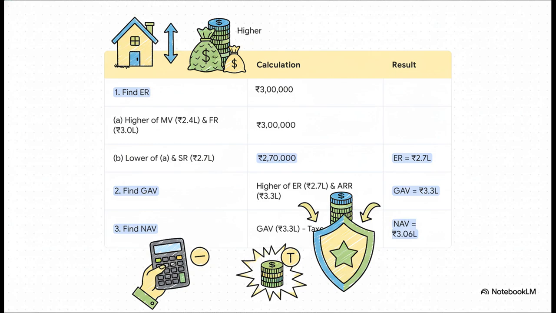But then we have to compare that to the standard rent and take the lower amount. So our expected rent is 2.7 lakhs. Step 2, we find the gross annual value by comparing our expected rent to the actual rent. 3.3 lakhs is higher, so that's our GAV. Finally, we deduct the 24,000 in taxes he paid to arrive at the net annual value of 3,06,000. See? It's just a step-by-step process.